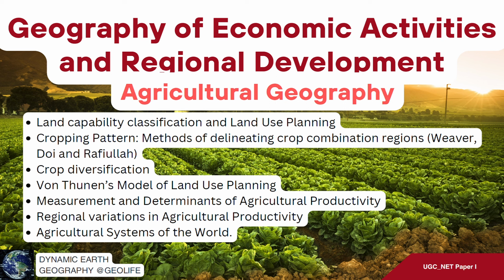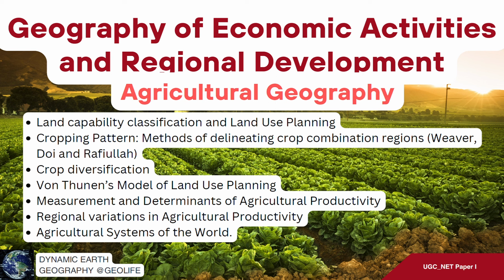And in agriculture geography we have land capability classification and land use planning, cropping pattern, methods of delineating crop combination regions by Weaver, Doi and Rafiullah, and crop diversification. Also you need to know about crop combination and crop concentration. You need to know these important formulas of crop combination, crop diversification, crop composition, and crop concentration. And then von Thunen's model of land use planning is an important topic in agriculture geography that everyone should know.